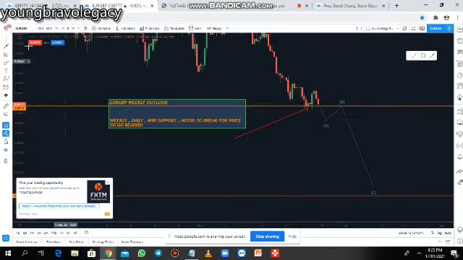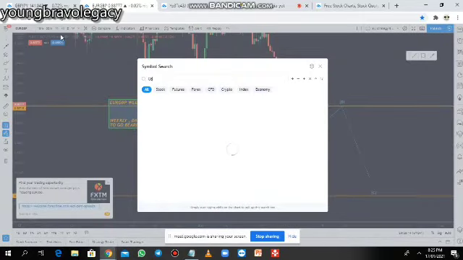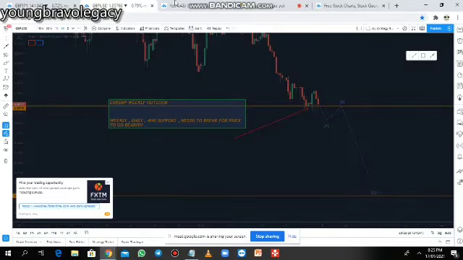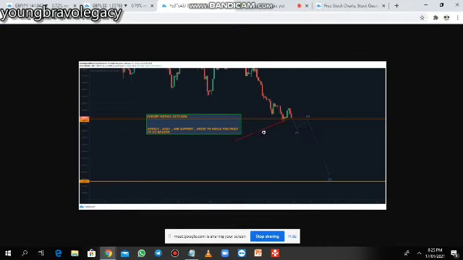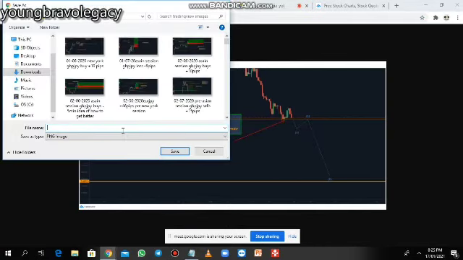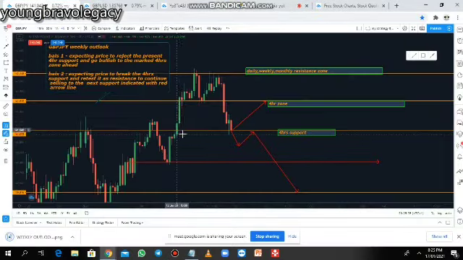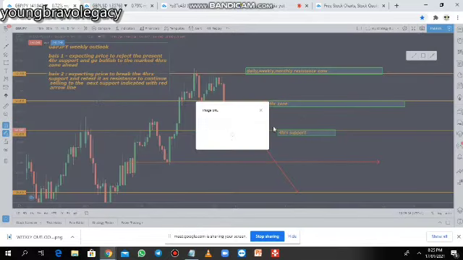Okay, so let's go to the next currency pair. This is GBPUSD. Save images. Weekly outlook. EURGBP.